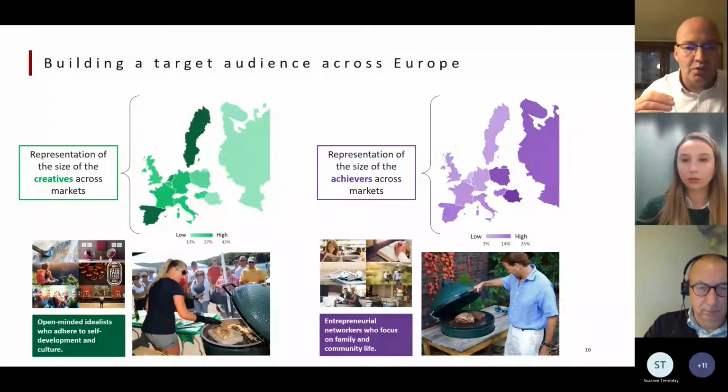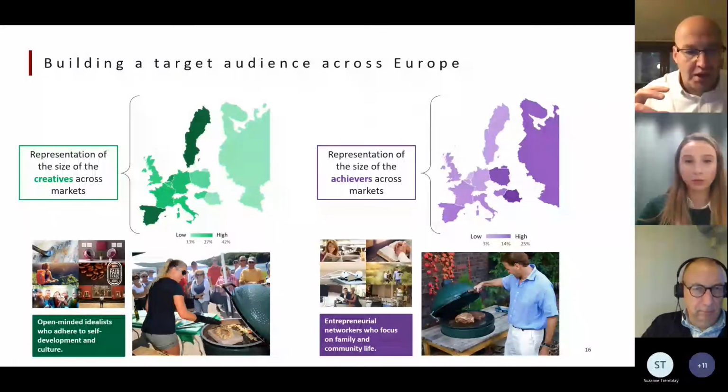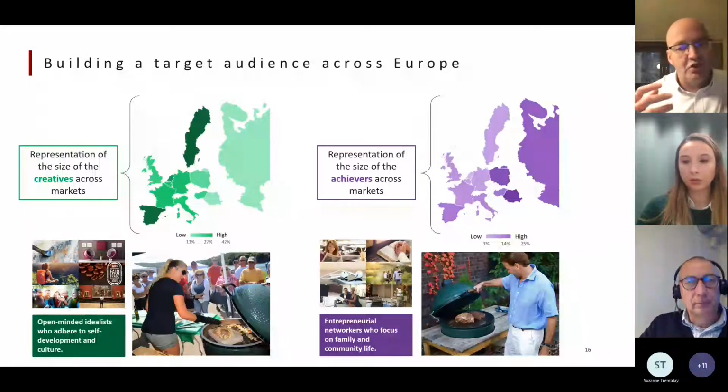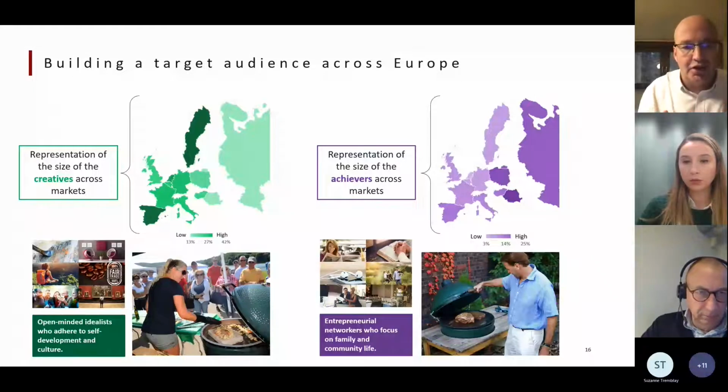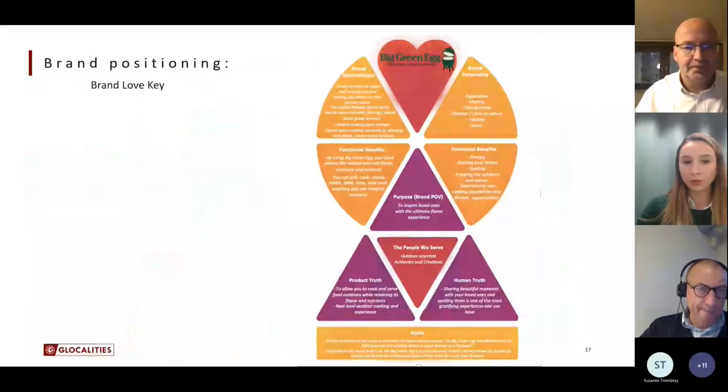And we saw these are the ones that are more into cooking, into self-development culture on one hand, and the other more family-orientated, cooking-orientated, and slightly more showing off in a subtle way. So we found these would be the 2 natural target audiences. And we also quantified them in the markets to see where we should focus and in which markets we have them. So these will be the 2 target audiences. And then we can go to the next slide.